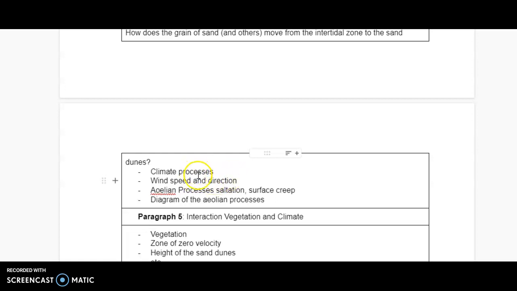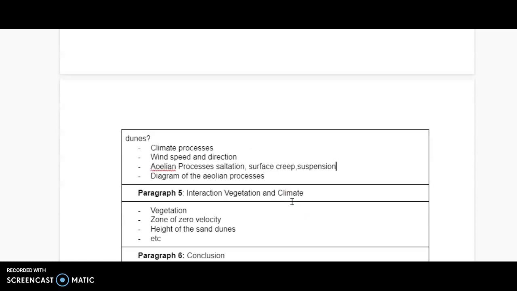So here we're going to talk about our climate processes, the wind drying up the sediment, becoming friable. Remember, friable means that it can move. The wind speed and direction, so that fluid threshold velocity. The aeolian processes: saltation, surface creep, and suspension. Need to put that in there. And then also here, it's probably quite useful for you to have a diagram showing the aeolian processes.